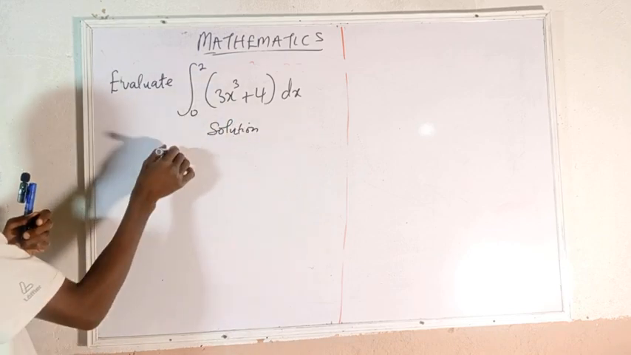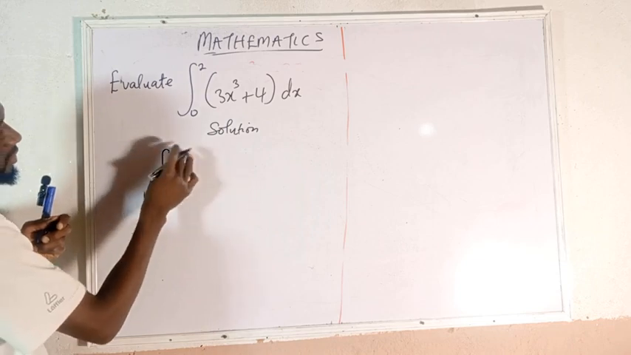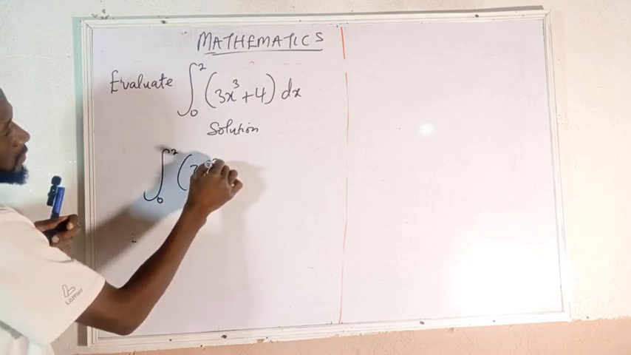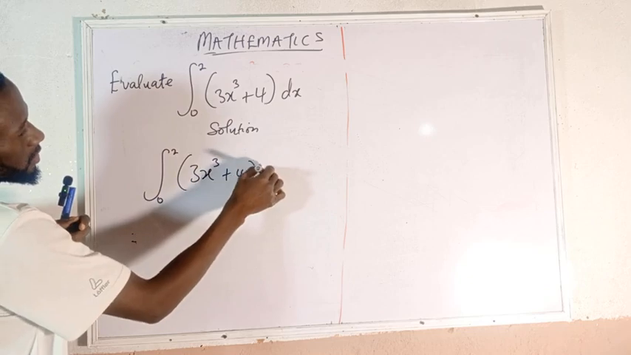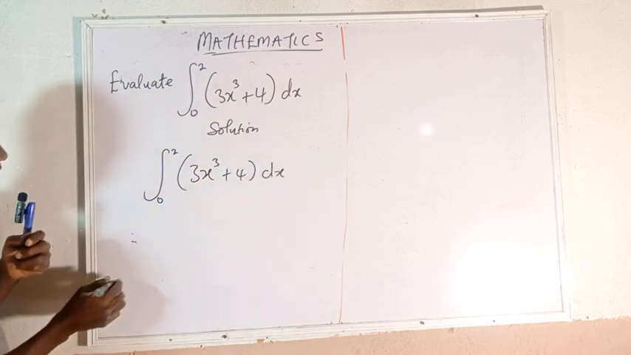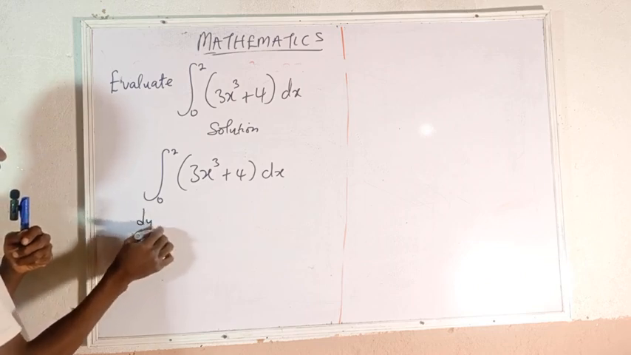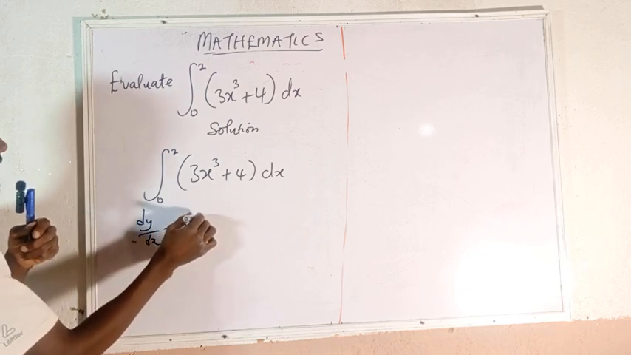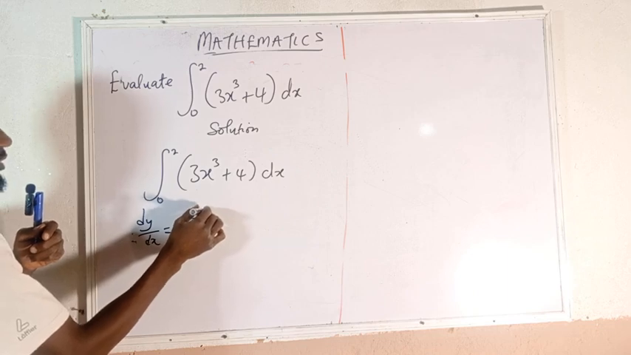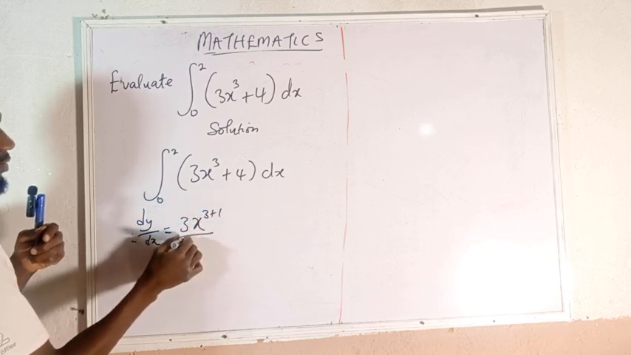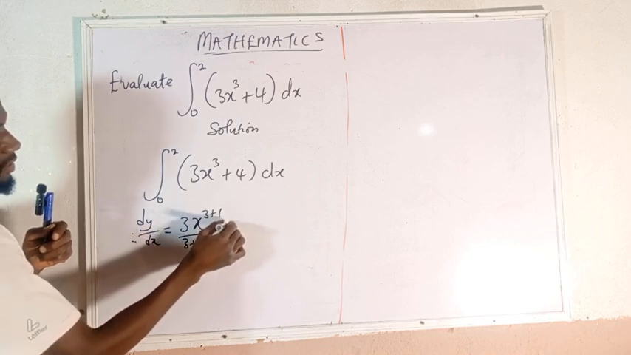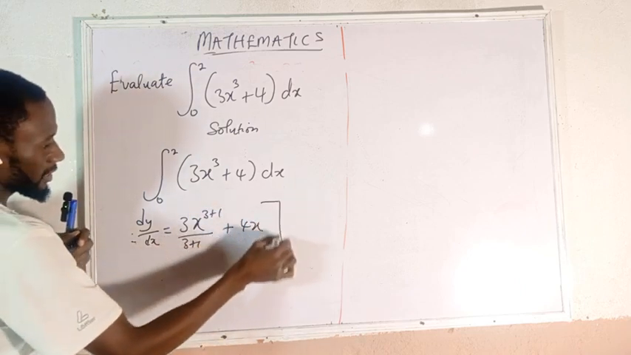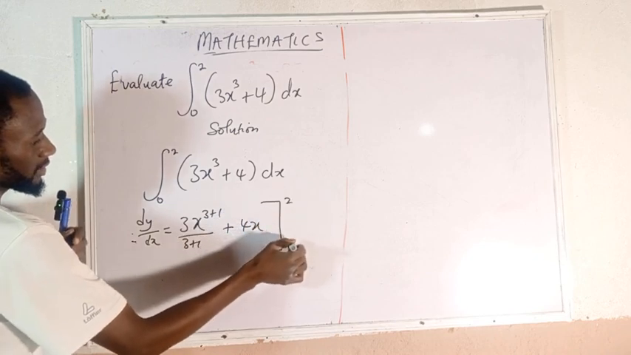Since we have the upper limit of 2 and lower limit of 0, of 3x cubed plus 4 dx, then we can say dy/dx is equal to 3x to the power 3 plus 1 all over 3 plus 1, plus 4x, with the upper limit of 2 and the lower limit of 0.